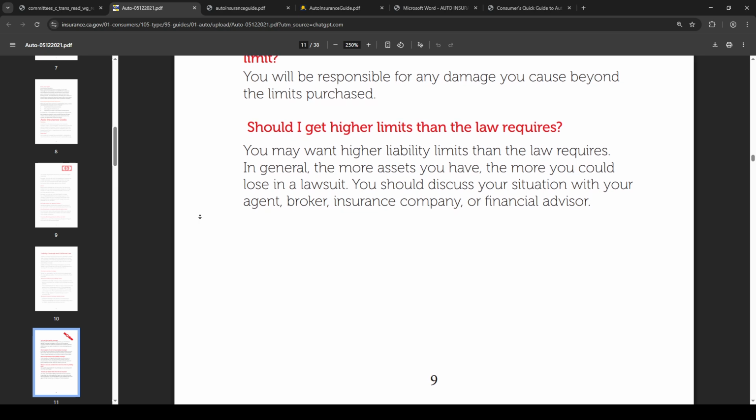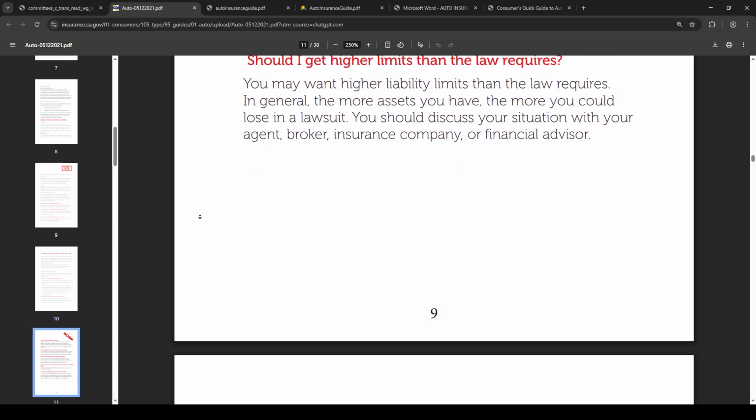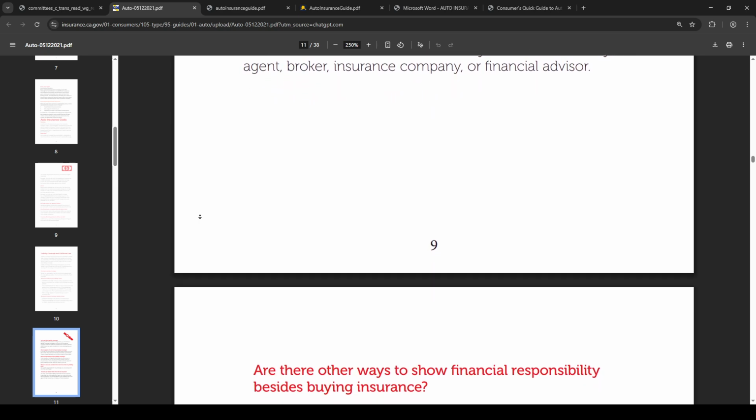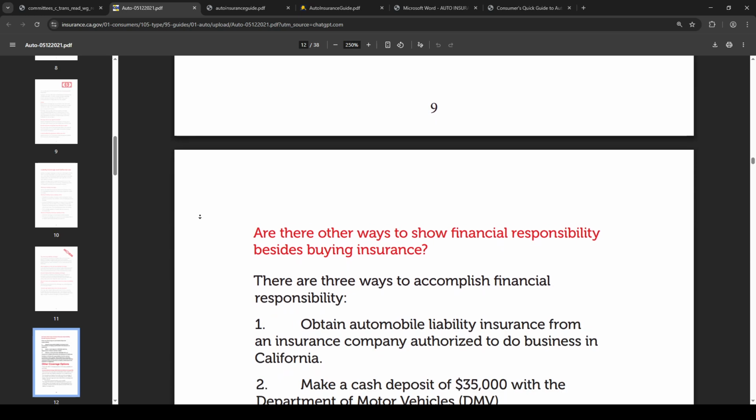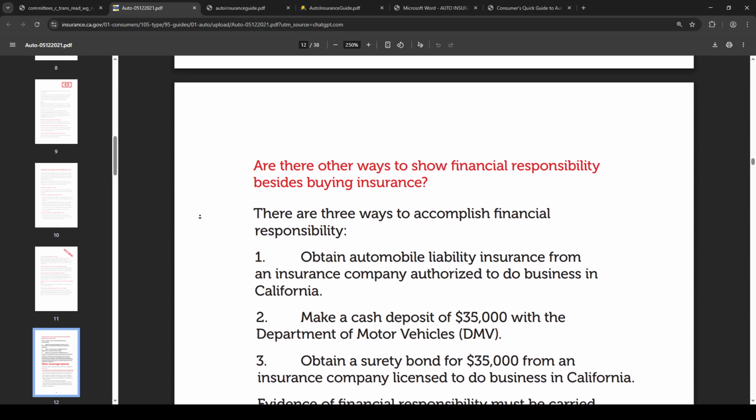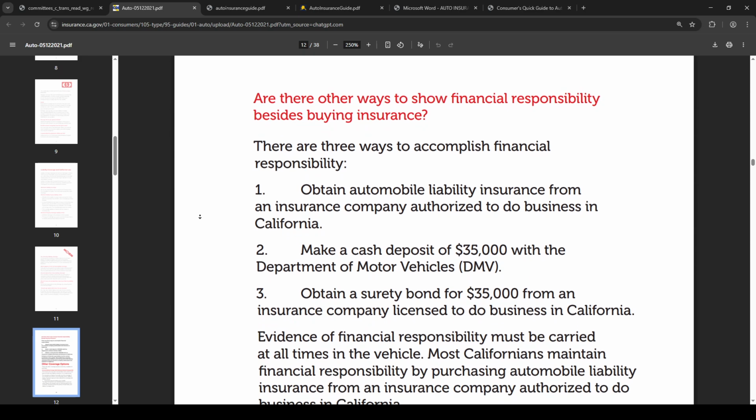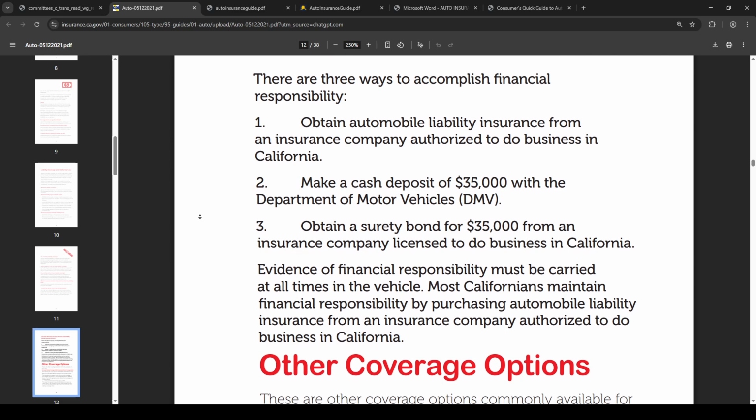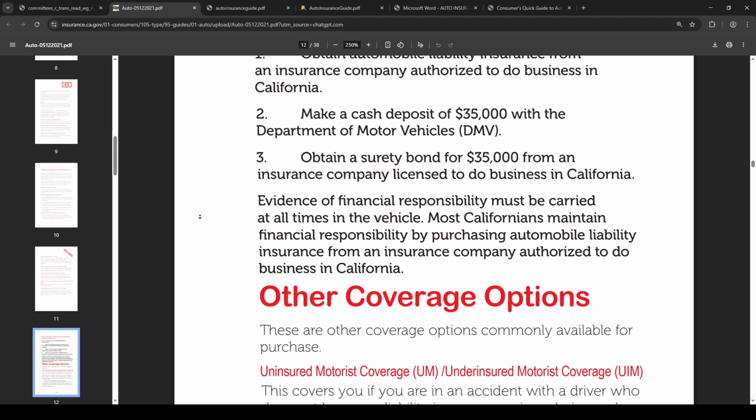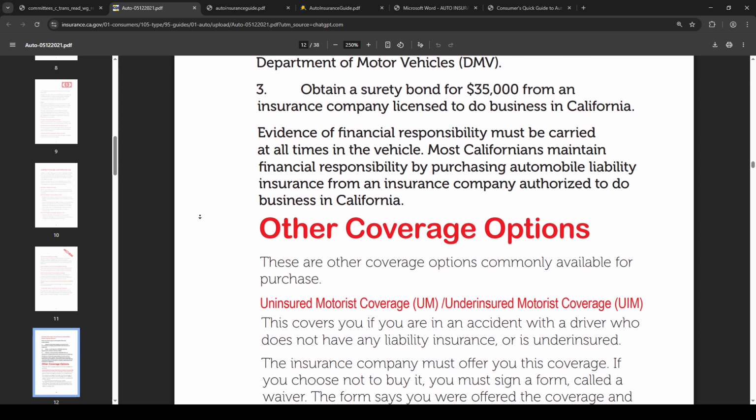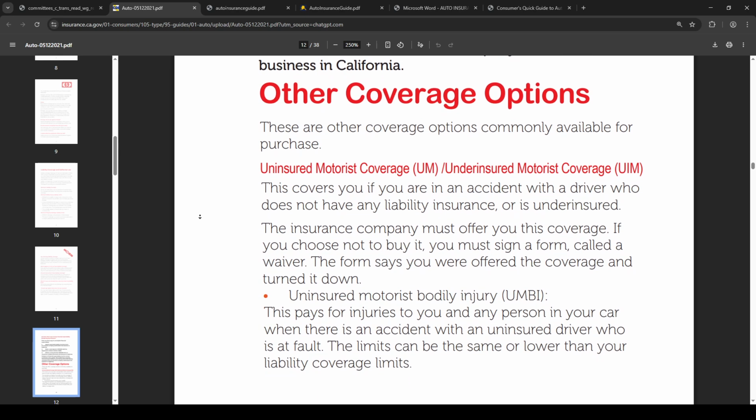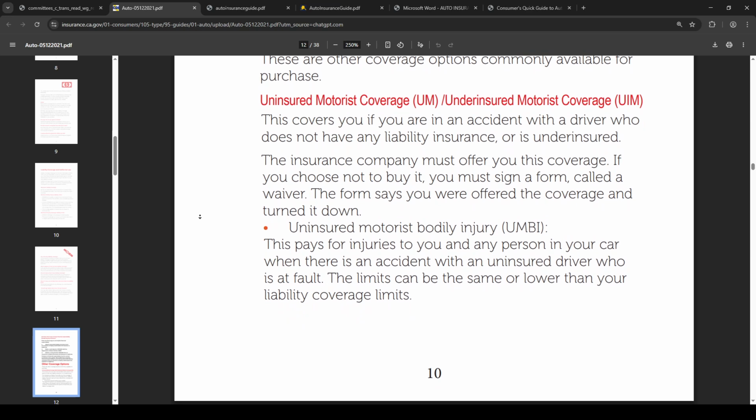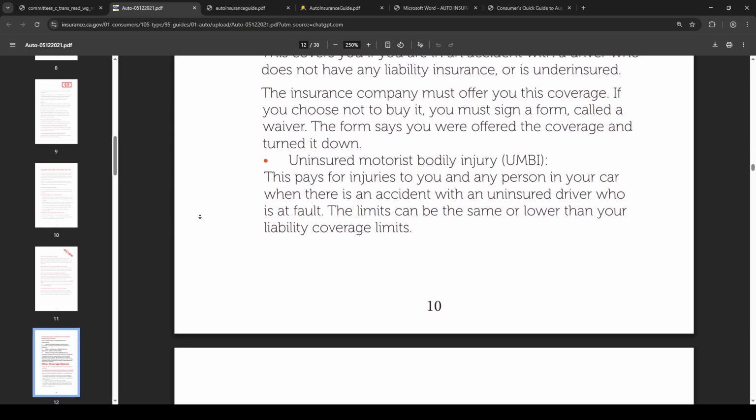Now let us talk about what you are actually buying when you increase limits. You are not buying protection for your car. You are buying protection for your balance sheet, your savings, your future earnings, and potentially your home equity. Liability claims can lead to lawsuits, and if the damages exceed your coverage, the gap does not disappear. That gap can become a personal obligation.